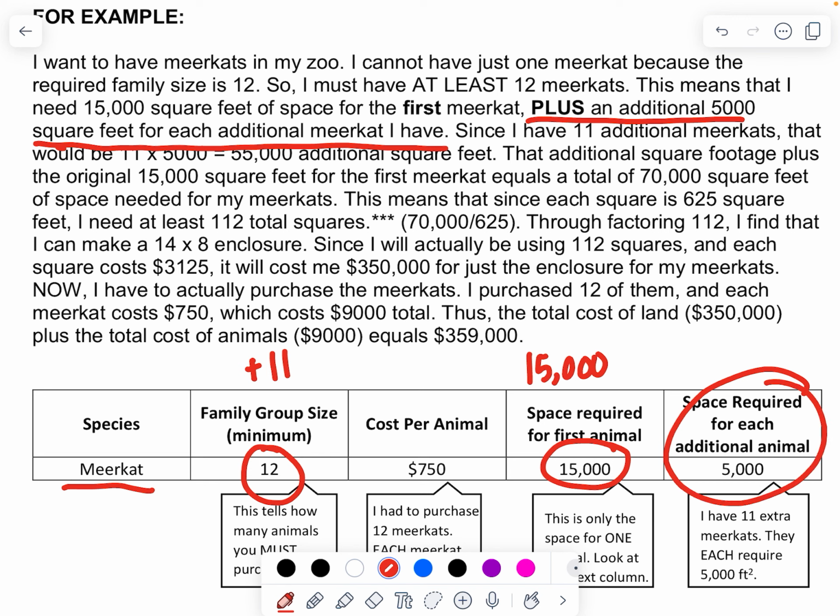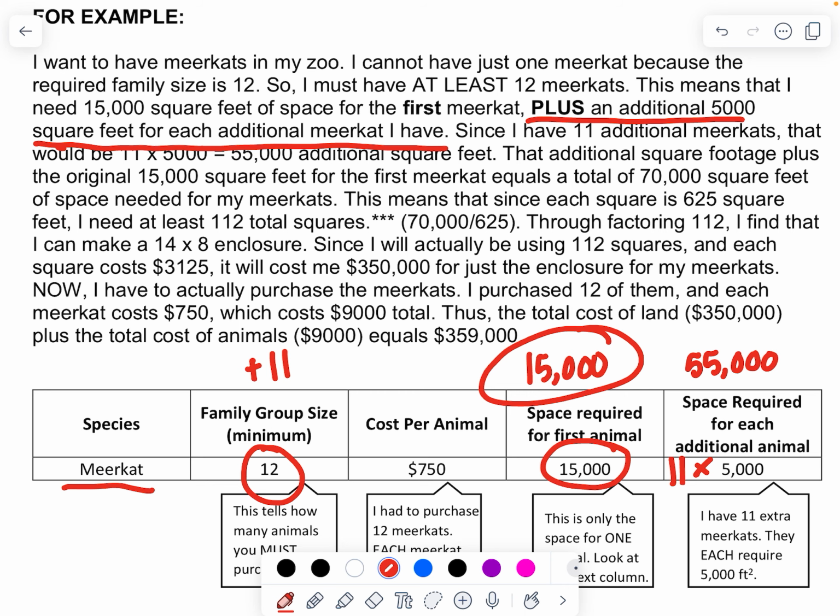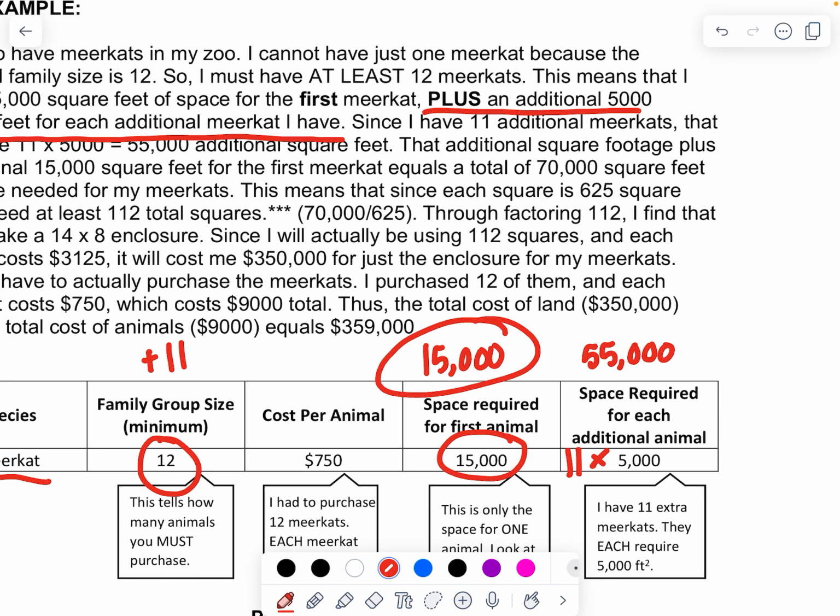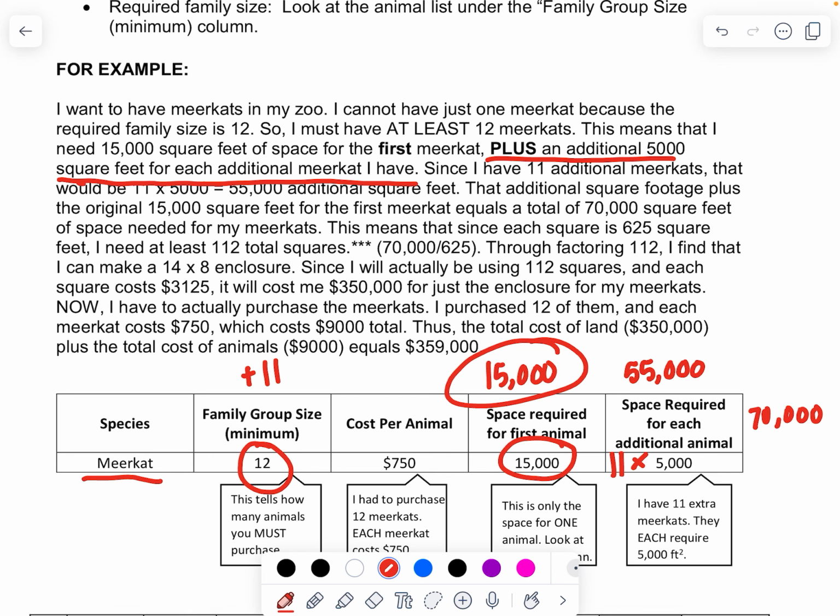So it says space required for each additional animal. So for one meerkat, that's 15,000 square feet. And then I buy an extra 11. So I have to do 11 times 5,000 to figure out how much space I need for those ones. So I would need 55,000 for those 11 animals. And so when I add those together, I get 70,000. So that's how much space I would need for 12 total meerkats.